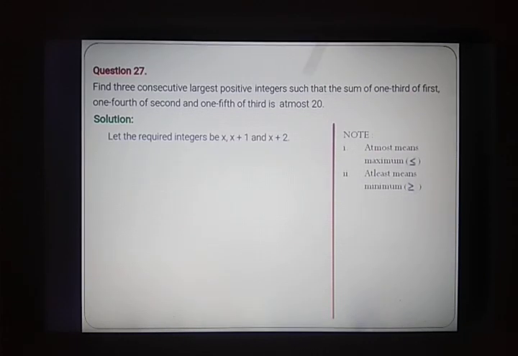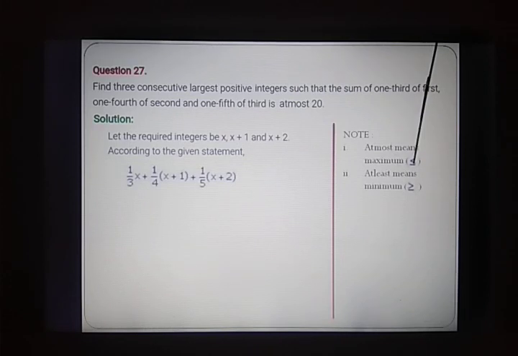Now according to the question, 1/3 of the first, so the first one is x, so 1/3 of first is given by this one. They are talking about the sum, so that's why I need to add. So 1/4 of the second, so second is x plus 1, so 1/4 of the second, and sum means addition, right? And 1/5 of the third, so 1/5 of the third is at most this much, so at most 20. So this is the given inequality.